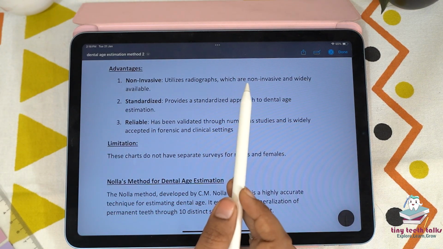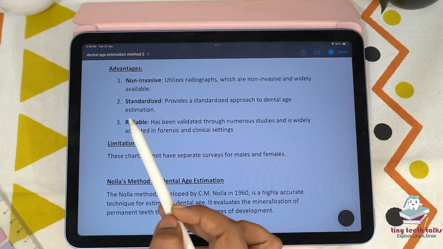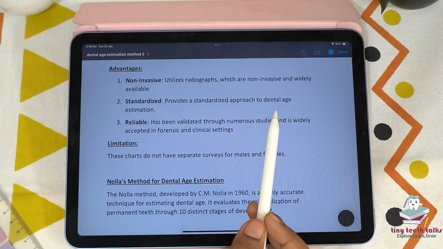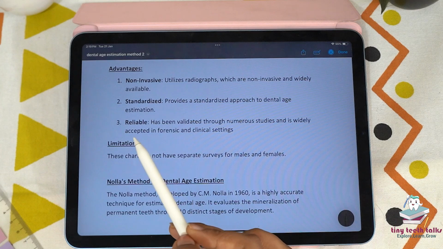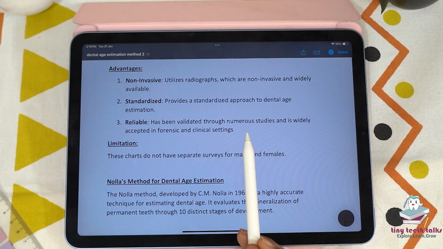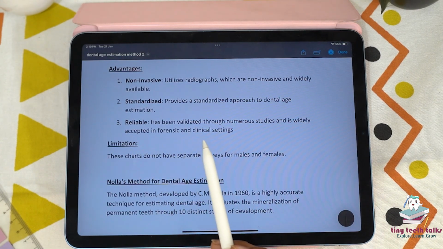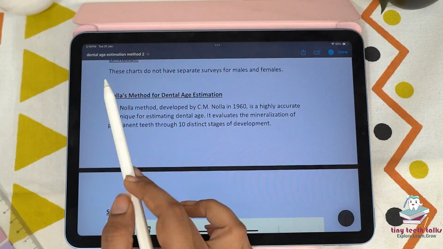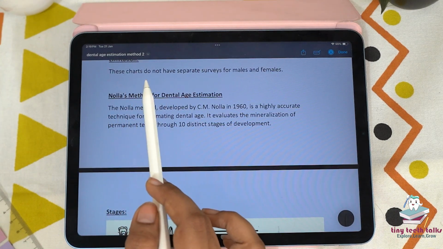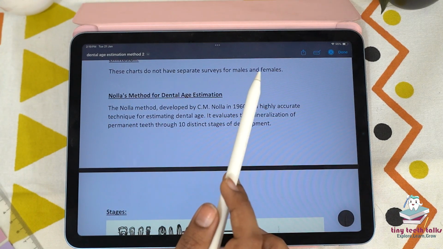Advantages: it's a non-invasive technique. It utilizes radiographs, which are non-invasive and widely available. Standardized: it provides a standardized approach to dental age estimation. Reliable: it has been validated through numerous studies and is widely accepted in forensic and clinical settings. But it has the limitation that these charts do not have separate standards for males and females.